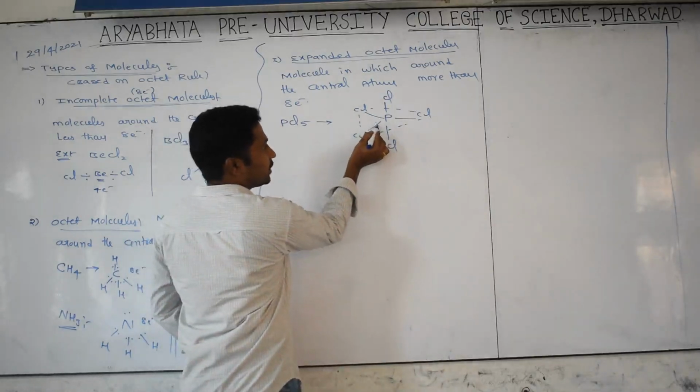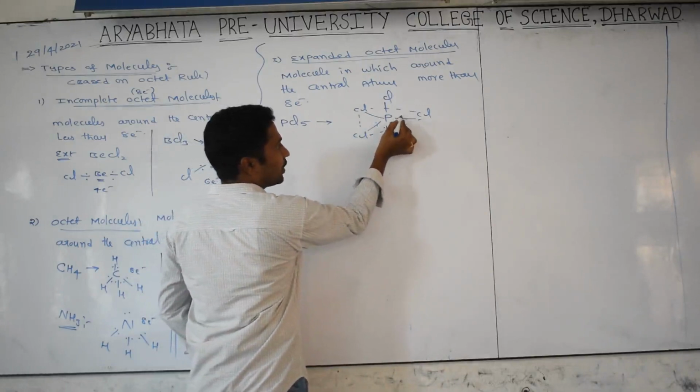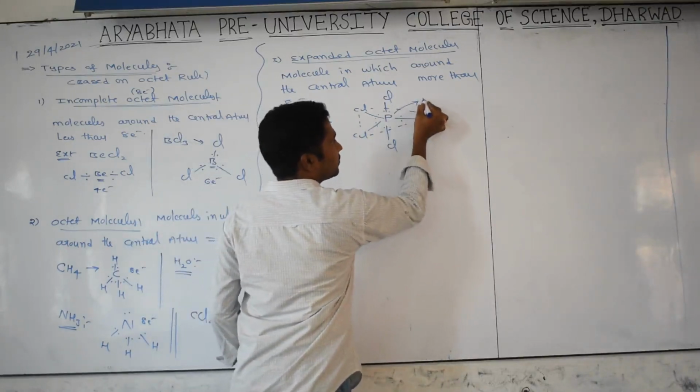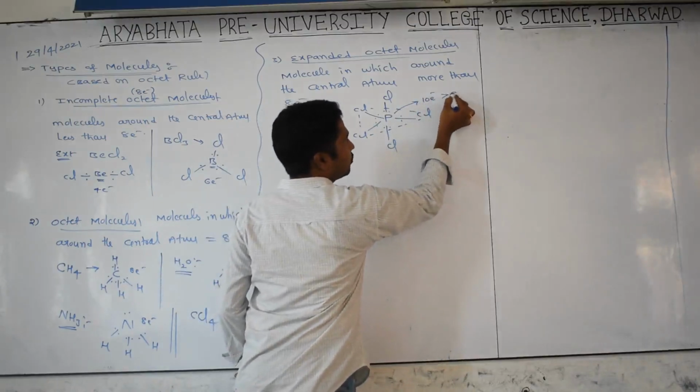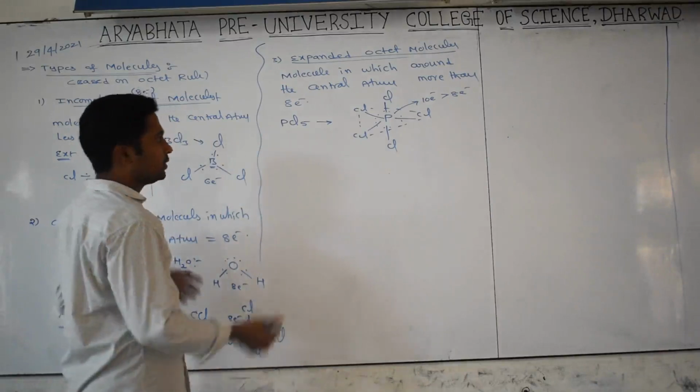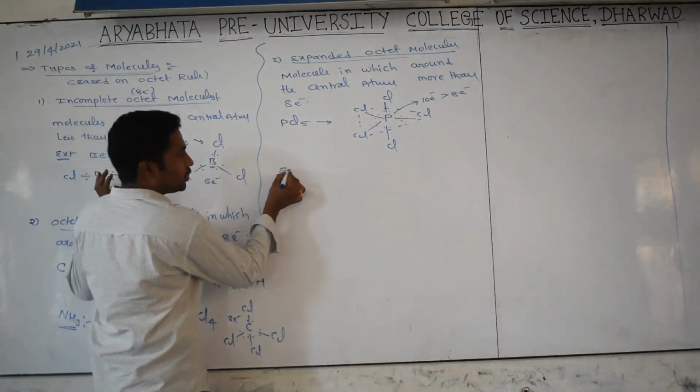Around the phosphorus we have 5 bonds, so 5 twos. How many electrons is that? 10 electrons. Around the phosphorus we have 10 electrons, which is more than 8 electrons, and this is called an expanded octet molecule. I will give you one more molecule.